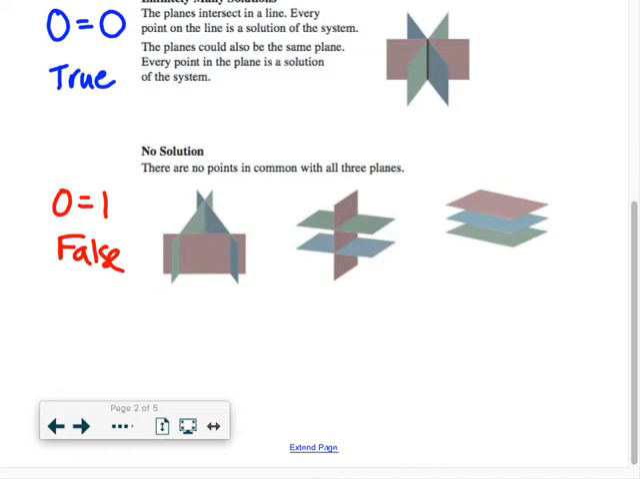The same thing can happen in 3 variables. Any questions about those possible solutions that you want to address?